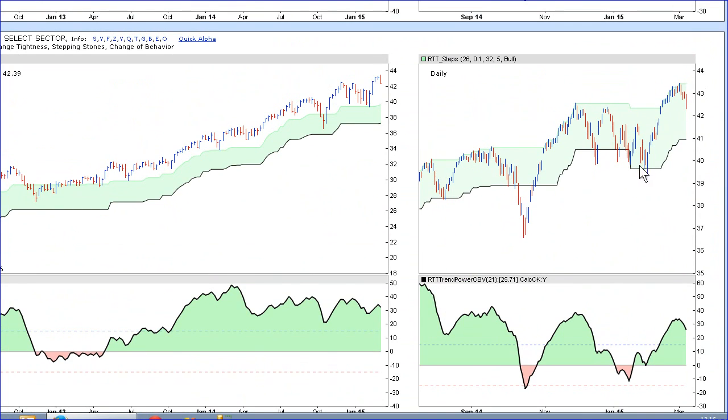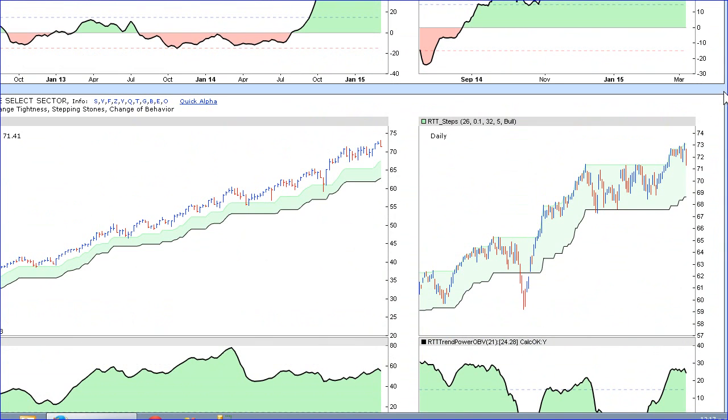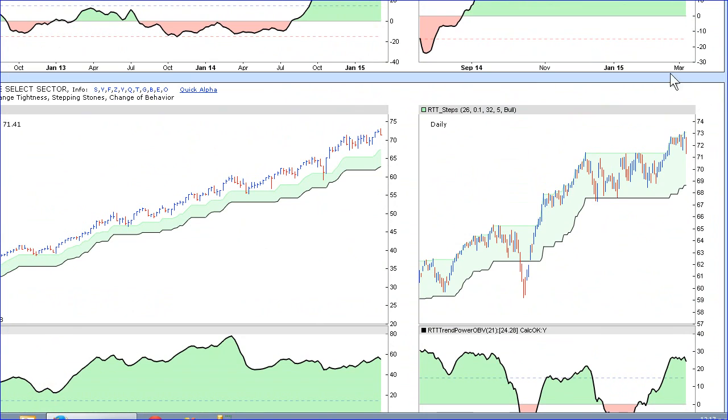Technology, yes, it broke the step. I would have maintained it on the weekly chart. Like I said before, the weekly chart holds up, the daily doesn't. Yeah, it's been the top choice, but I'll still look for something else. Something like this one. Here we are, the health sector, XLV.